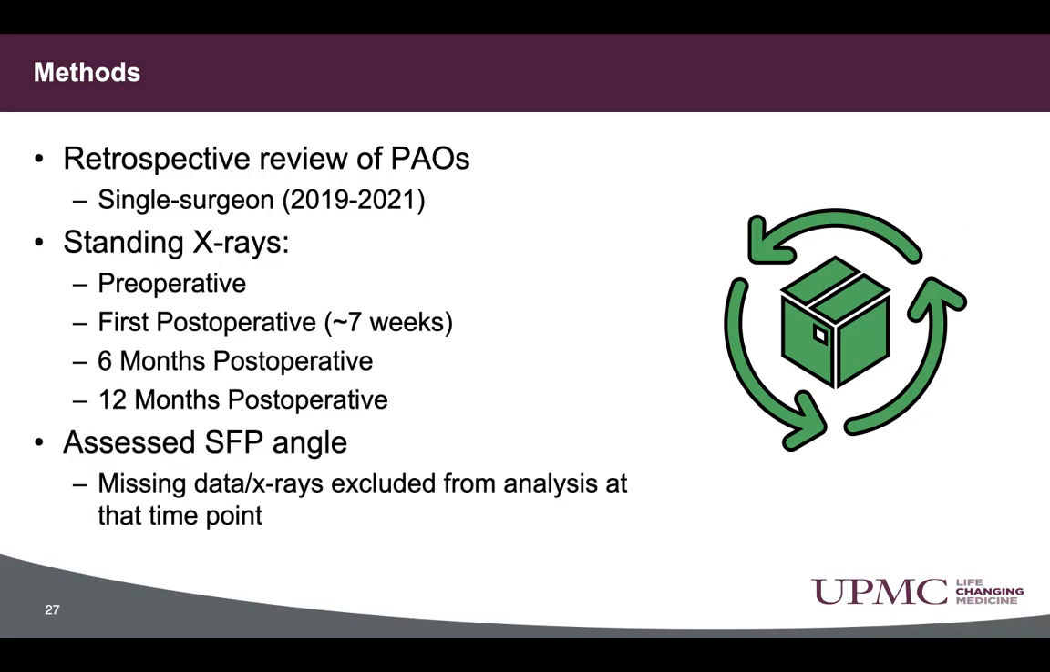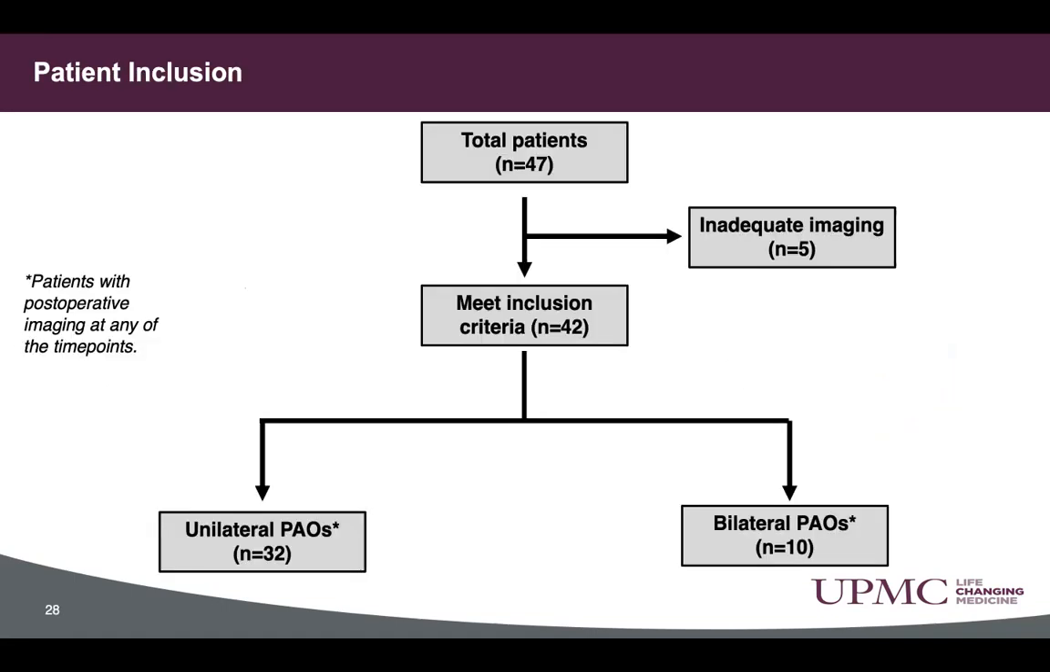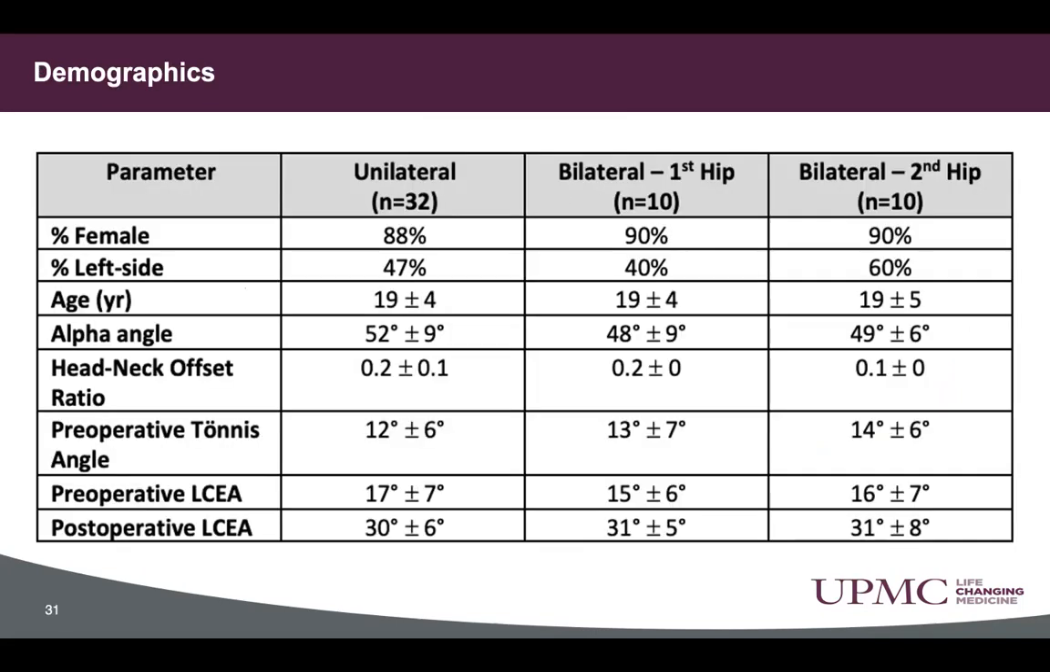At each of these time points, the SFP angle was assessed, and if there was missing data or X-rays at that time point, then the patient was excluded from analysis at that time point. So of the 47 patients that were eligible for inclusion, 5 patients were excluded due to inadequate imaging, leaving 32 unilateral PAO patients and 10 bilateral PAO patients.